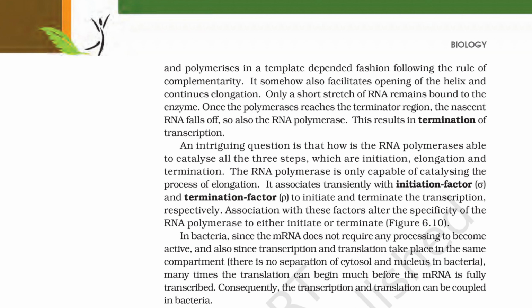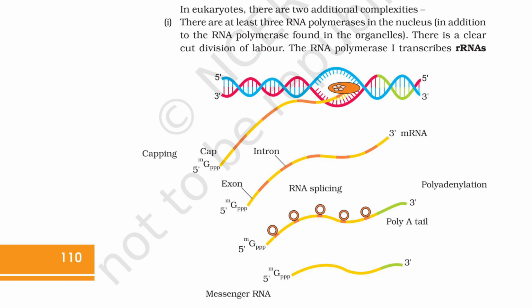In bacteria, the mRNA does not require any processing to become active, and transcription and translation take place in the same compartment, since there is no separation of cytosol and nucleus in bacteria. Many times the translation can begin much before the mRNA is fully transcribed. Consequently, transcription and translation can be coupled in bacteria. In eukaryotes, there are two additional complexities. 1. There are at least 3 RNA polymerases in the nucleus, in addition to the RNA polymerase found in the organelles. There is a clear-cut division of labor.